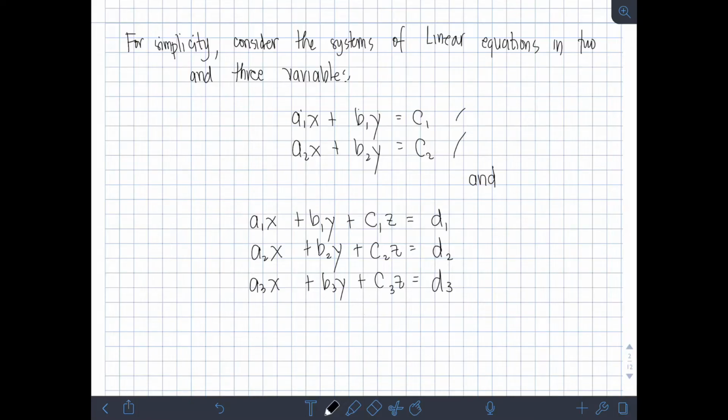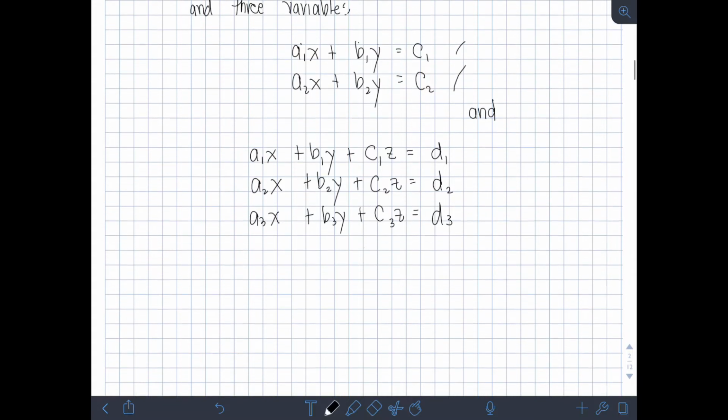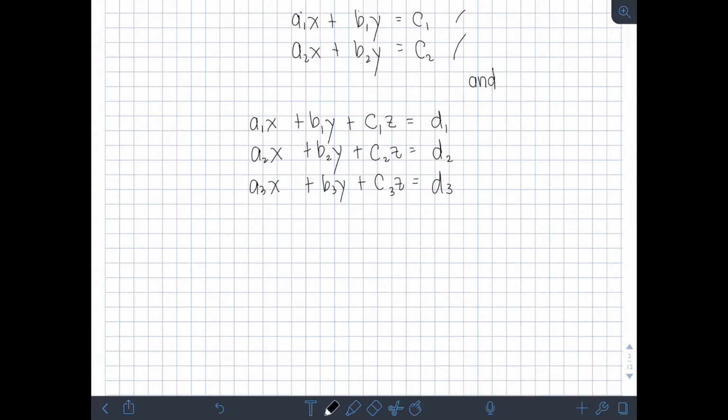So, we have a sub 1 x plus b sub 1 y equals c sub 1 and a sub 2 x plus b sub 2 y equals c sub 2. Okay, so, gaya dun sa matrix form natin, pwede nating isulat to as yung matrix A, yung numerical coefficients nung x at y dun sa first and second equation. So, we have a sub 1, b sub 1, a sub 2, b sub 2. So, ito si matrix A.